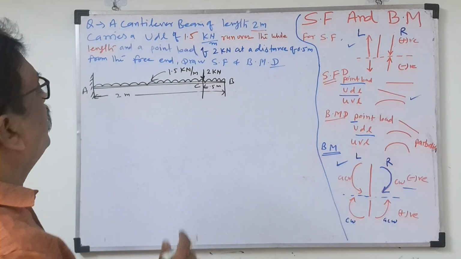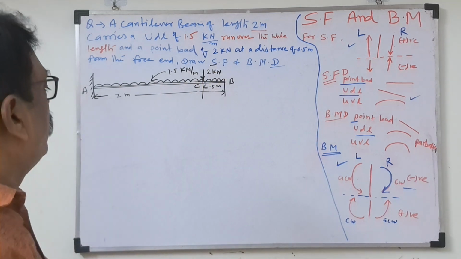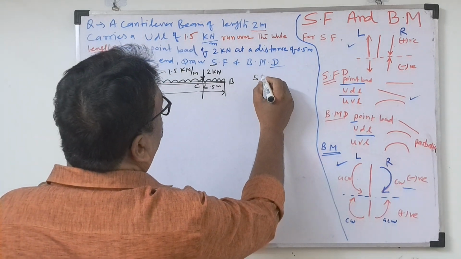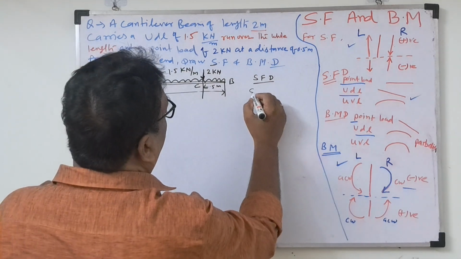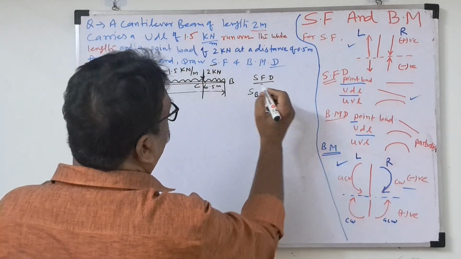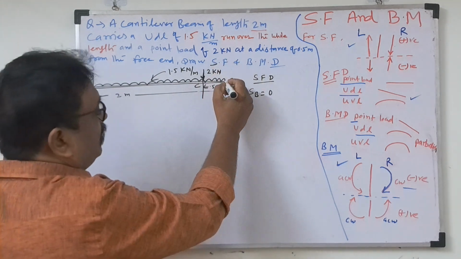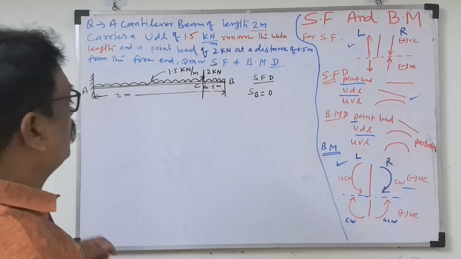They are asking us to find the SFD and BMD, the shear force and bending moment diagram. Okay, first we start the shear force diagram calculation. At point B, the shear force SB will be 0. Why will the shear force be 0? Because at point B, no load is acting, so the shear force will be 0.